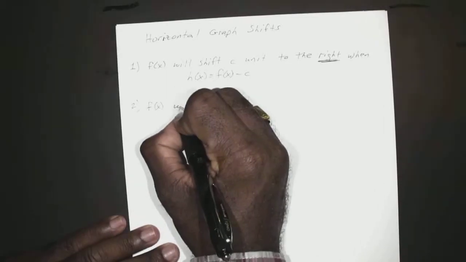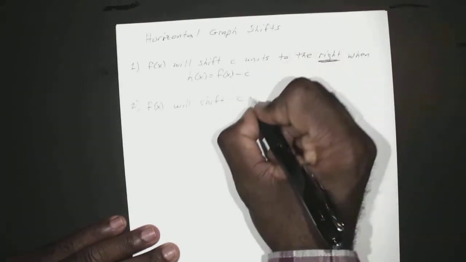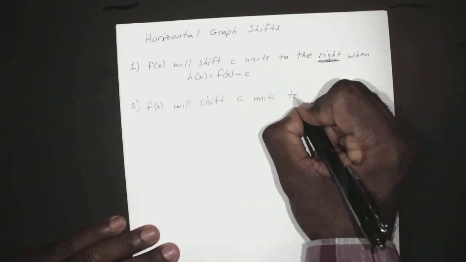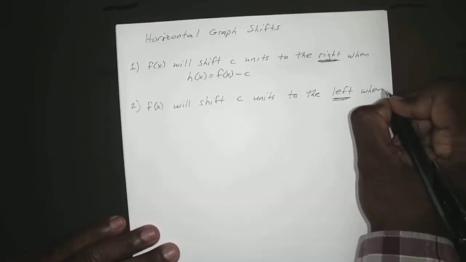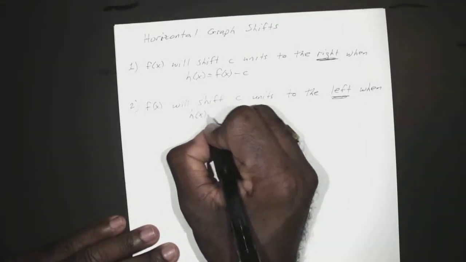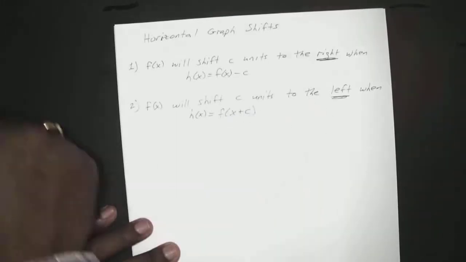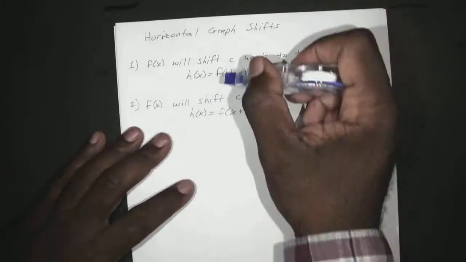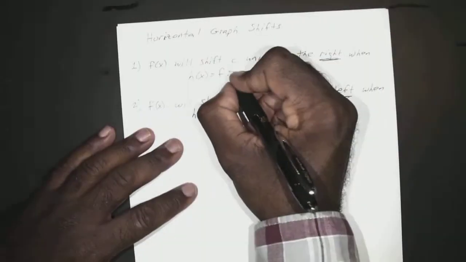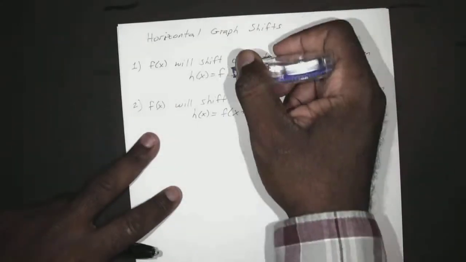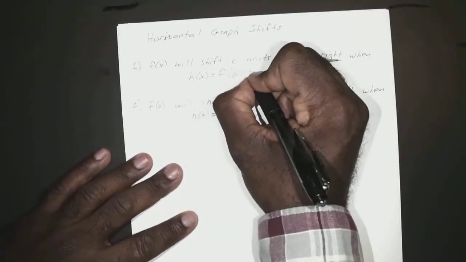So f of x will shift c units to the left when h of x, oh, sorry, I wrote that incorrectly, f of x plus c. The x minus c should have been inside the parentheses. Sorry about that. We'll give that one more once over. x minus c.